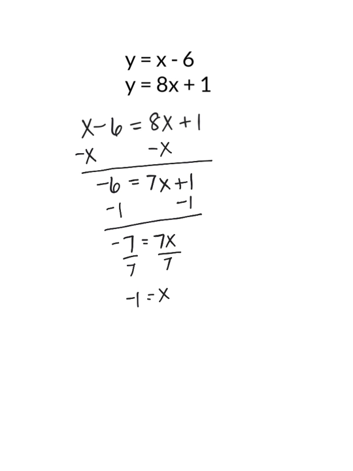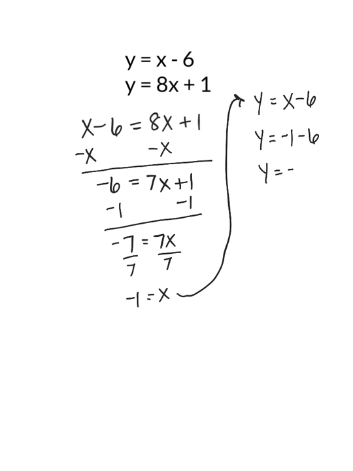So we're halfway there. We need to figure out what y is, because remember, we're looking for a coordinate. So I'm going to take one of the equations, doesn't matter which one, I'm just going to use the first one. So the first one says that y is x minus 6. So let's substitute negative 1 for x.